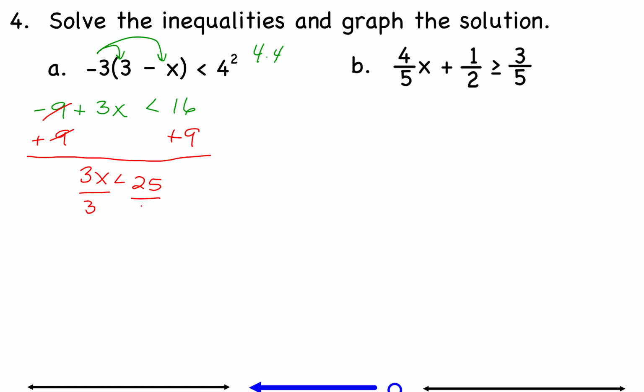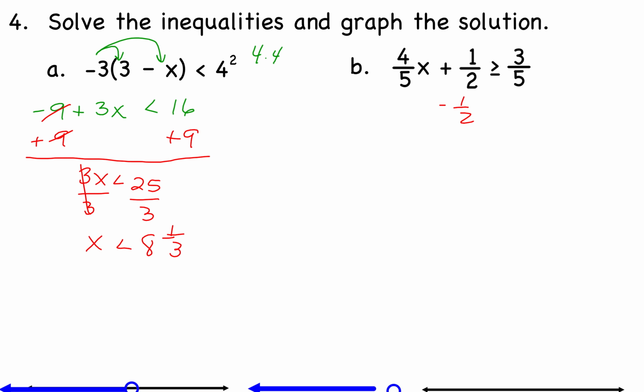How about the one on the right? We have some fractions we're going to deal with. So don't be afraid of the fractions. There's nothing to combine together to begin. So the first thing I'm going to do is I'm going to go ahead and get rid of the 1/2 since it is being added. So I'm going to go minus 1/2 on both sides. Minus 1/2. Okay, when I do that, these two will cancel, right? And here's what I am left with.